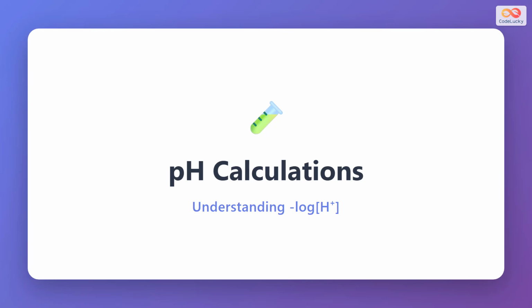pH is one of the most important concepts in chemistry, especially when studying acids and bases. In this video, we'll learn how to calculate pH from hydrogen ion concentration using the logarithmic formula. By the end, you'll be able to determine the pH of any solution when you know its hydrogen ion concentration.